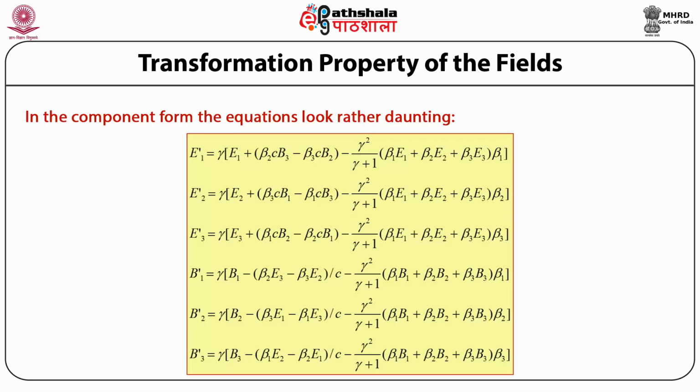And B prime subscript 3 is equal to gamma whole bracket open B subscript 3 minus within brackets beta subscript 1 times E subscript 2 minus beta subscript 2 times E subscript 1 whole by C, minus gamma square upon gamma plus 1 within brackets beta subscript 1 B subscript 1 plus beta subscript 2 times B subscript 2 plus beta subscript 3 times B subscript 3 whole times beta subscript 3 whole bracket close.